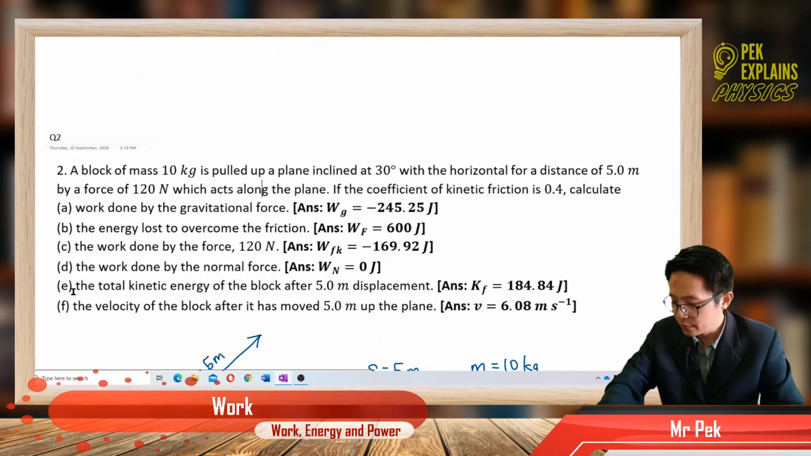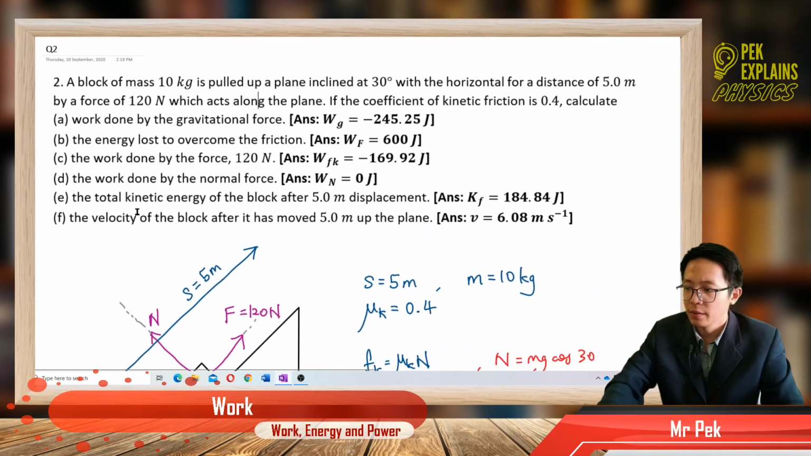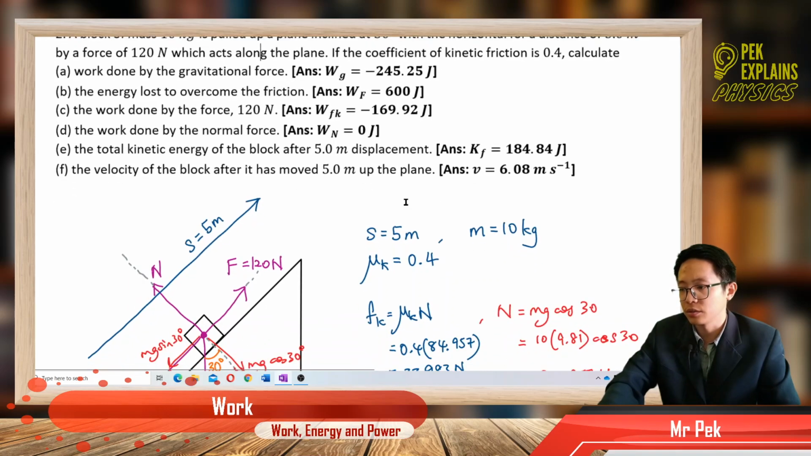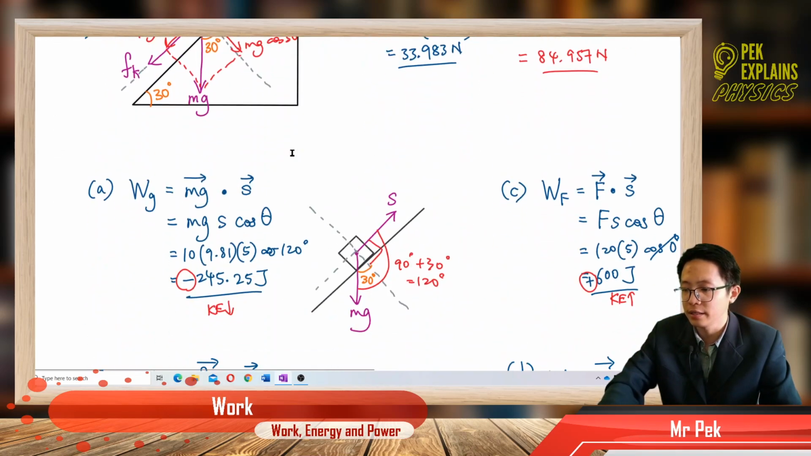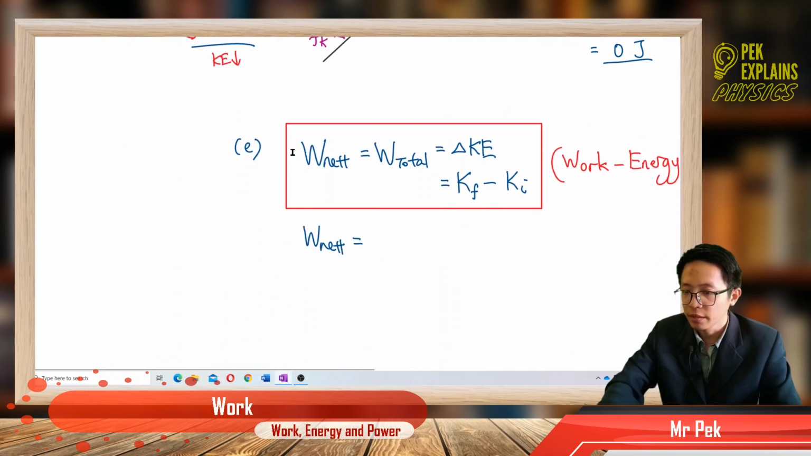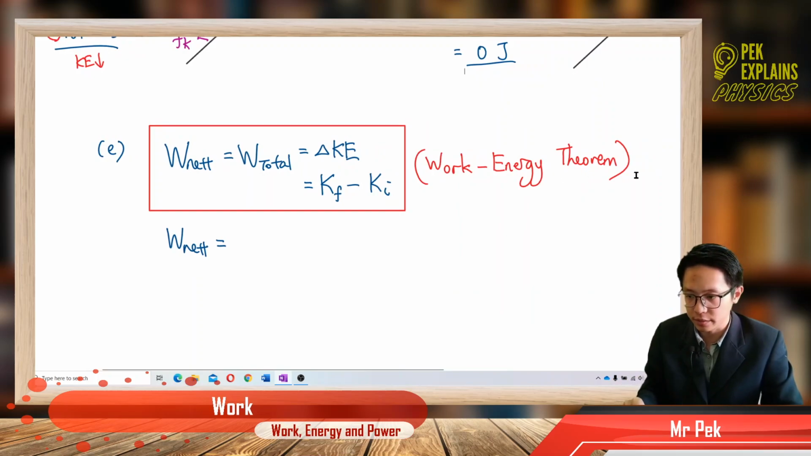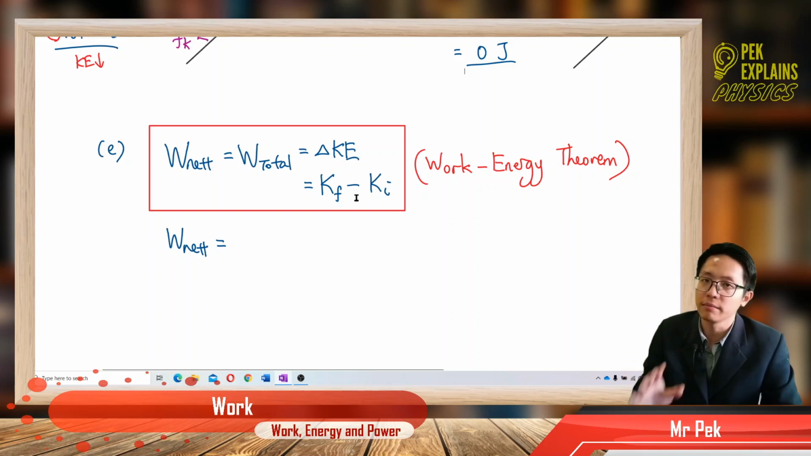Now, we have part E. What is the total kinetic energy of the block after 5 meter displacement? We want to find the final kinetic energy, so we use the work energy theorem. The net work done, or total work done, equals the change in kinetic energy. Change in kinetic energy means final kinetic energy minus initial kinetic energy.